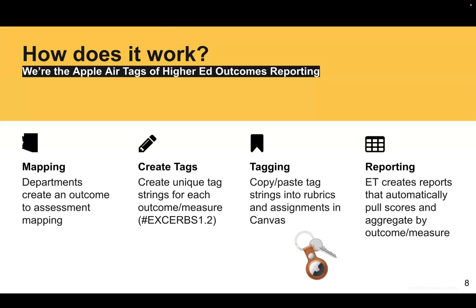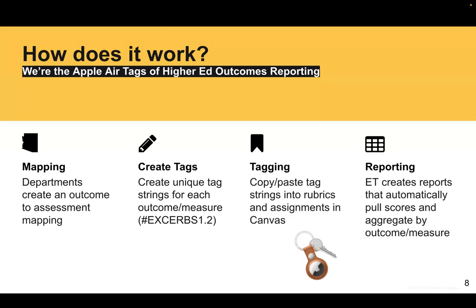We create a tag, and just think a hashtag on X, formerly known as Twitter. So you can see here the hashtag exercise BS1.2. So for those of you who know, that is the plan code, right? So that is the Bachelor's of Science in Exercise Science in College of Human Services. The 1.2 is outcome 1.2. So there's the outcomes that are sort of sub 1.2, 2.5.